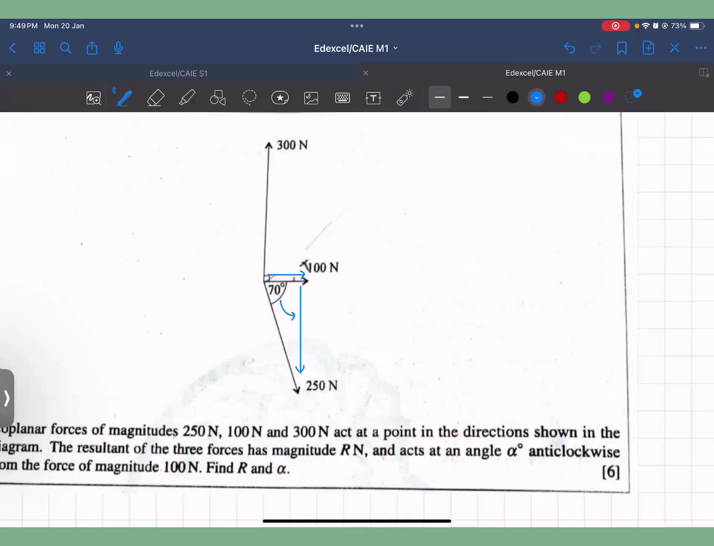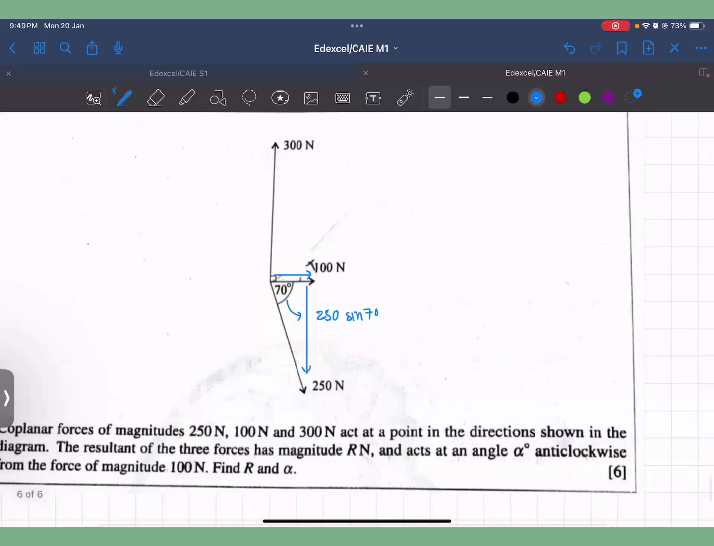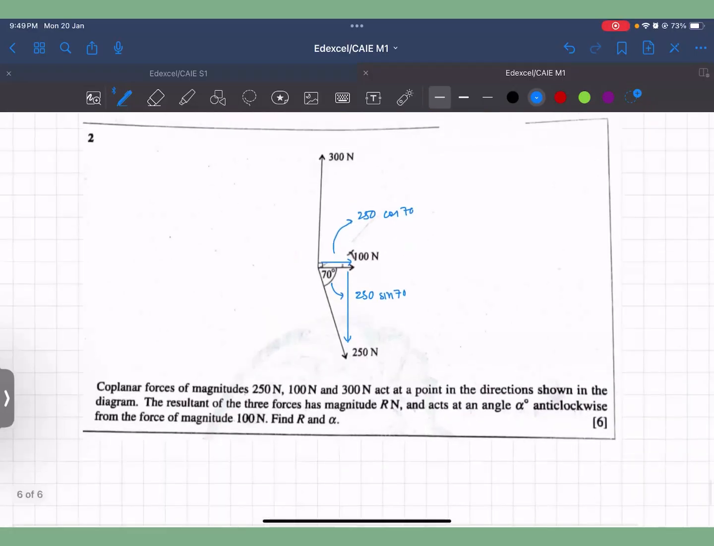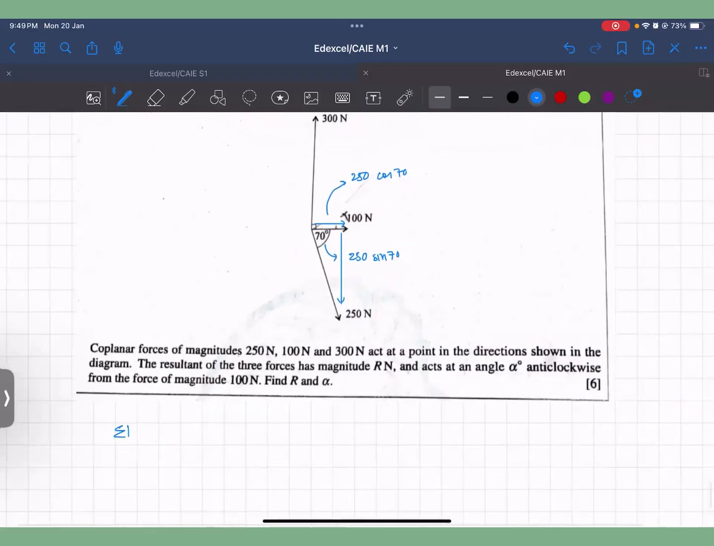The component opposite to the angle is sine, so the vertical is 250 sin 70, and the horizontal is 250 cos 70. Now you add up in the sigma Fh to find the sum of the horizontal components. There are two horizontal components, both in the right direction: 250 cos 70 plus 100. In the vertical direction, you have 300 Newton upwards and minus 250 sin 70 because it is downwards.